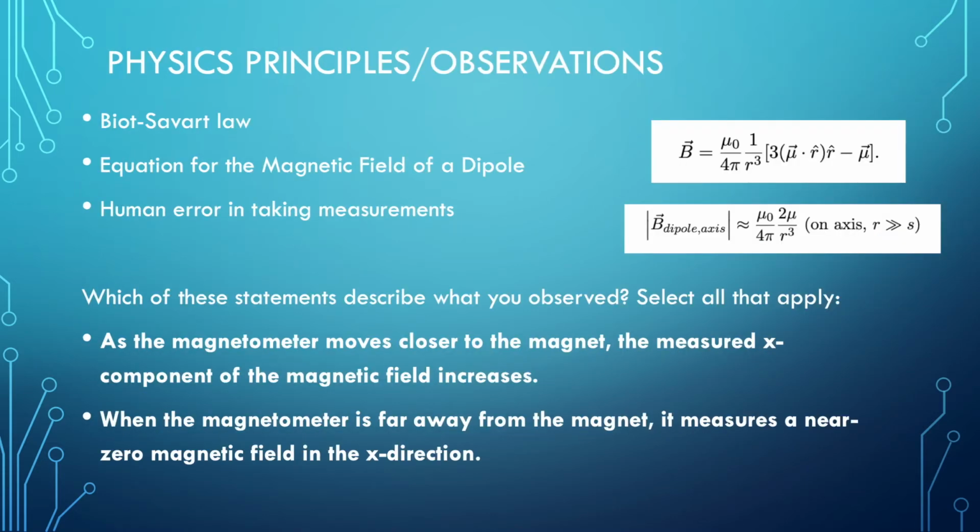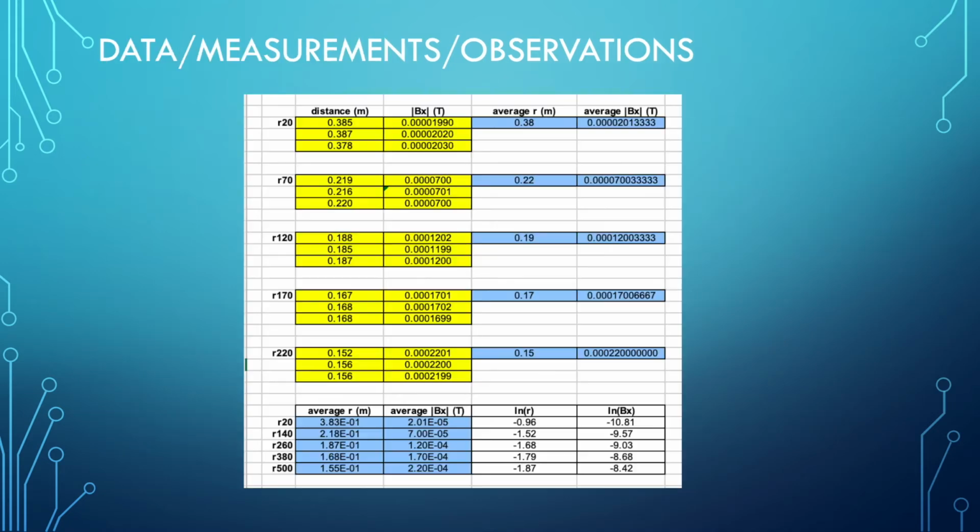And then in terms of physics principles, we used the Biot-Savart law and the equation for the magnetic field of a dipole. And then like I mentioned a second ago, there was some human error in taking measurements. And then in terms of observations, we had to talk about which of the statements described what we observed. And I said that as the magnetometer moves closer to the magnet, the measured x component of the magnetic field increases. And then when the magnetometer is far away from the magnet, it measures a near zero magnetic field in the x direction.